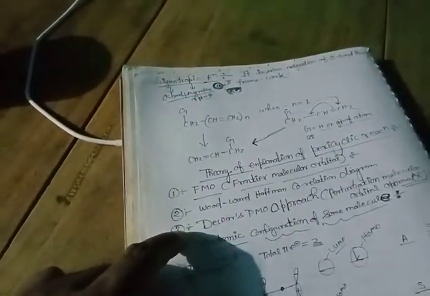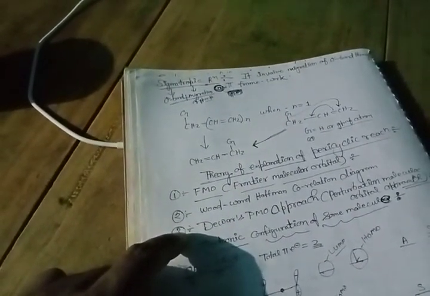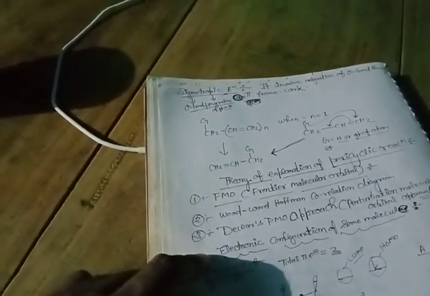So here you have the explanation of pericyclic reactions. There are three theories for explanation of pericyclic reactions. One is the frontier molecular orbital approach. Second one is the Dewar PMO approach or perturbation molecular orbital theory. Third one is the electronic configuration of the molecule.